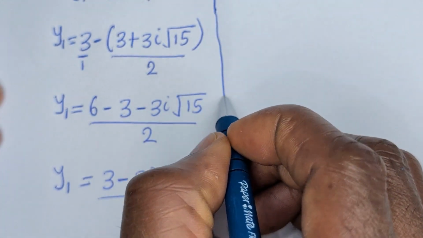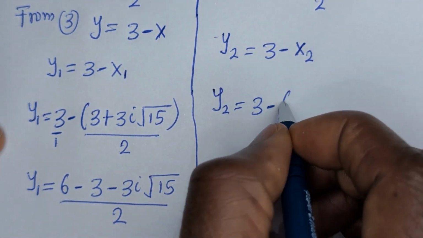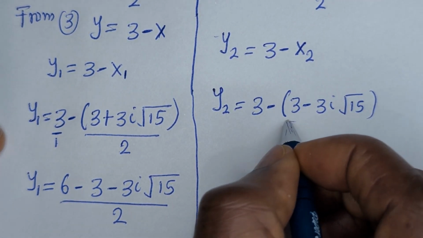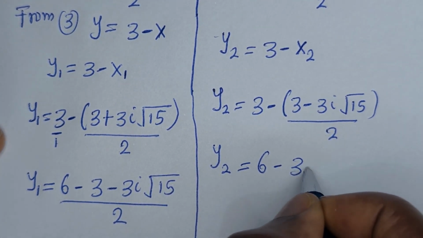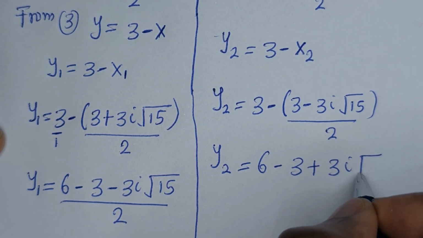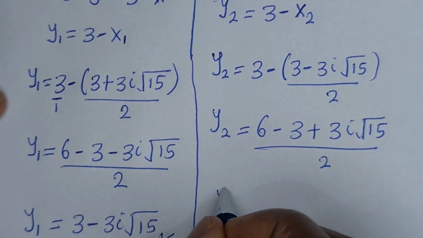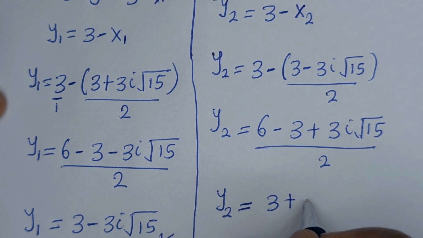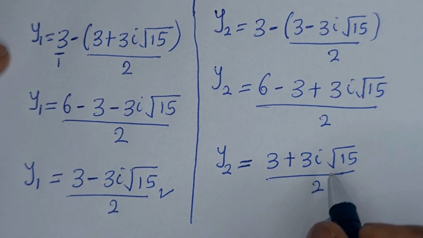Then y2 is 3 minus x2, which is 3 minus bracket 3 minus 3i root 15 bracket over 2. y2 is equal to 6 minus 3 plus 3i root 15 over 2. y2 is equal to 3 plus 3i root 15 over 2. This is the value of y2.